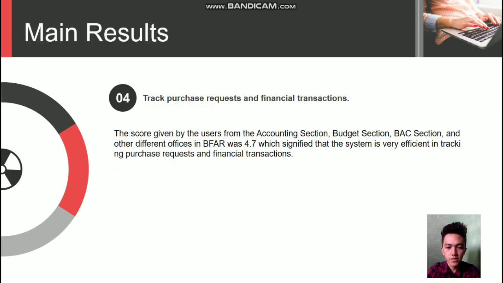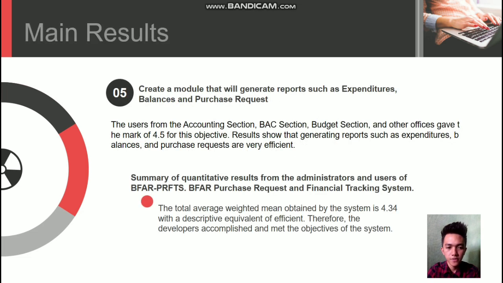Number 4, track purchase request and financial transactions. The score given by the users in the accounting section, budget section, cashier section, and other different offices in BFAR was 4.7, which signified that the system is very efficient in tracking purchase requests and financial transactions.